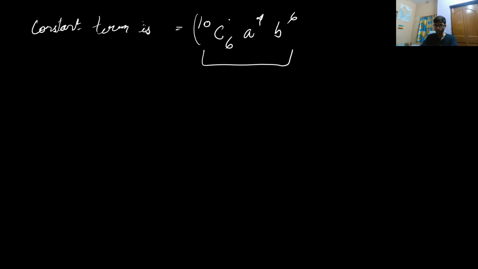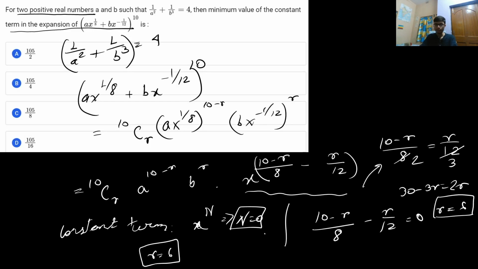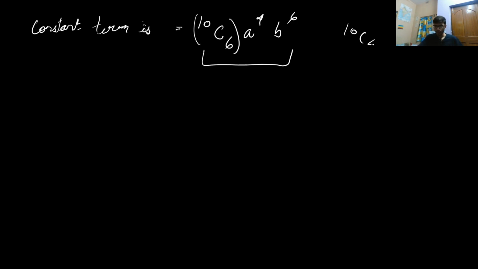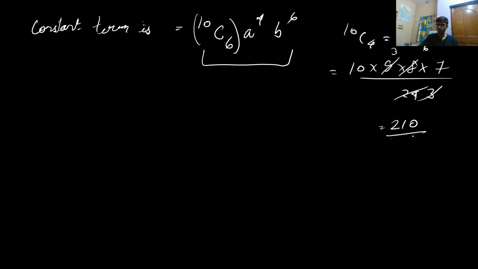If you evaluate the value of 10C6, 10C6 is equal to 10C4, and 10C4 is equal to 10 into 9 into 8 into 7 divided by 24, that is 4 factorial. So this will cancel out as 3, and this is 3. So this will be equal to 210. So the 10C4 value is 210. So the constant term is equal to 210 times a raised to the power 4, b raised to the power 6.